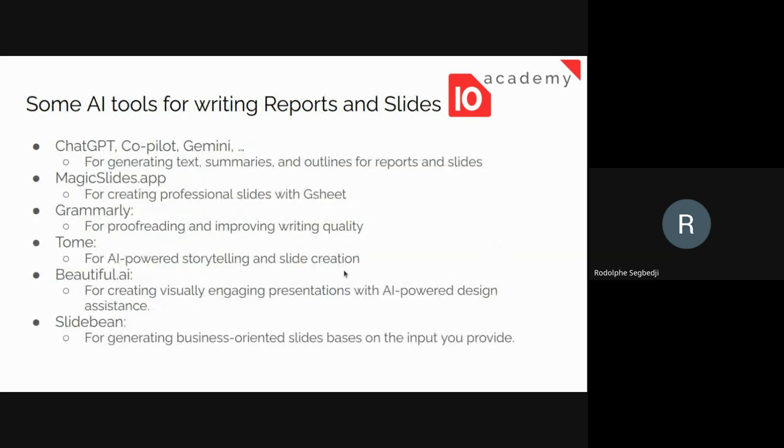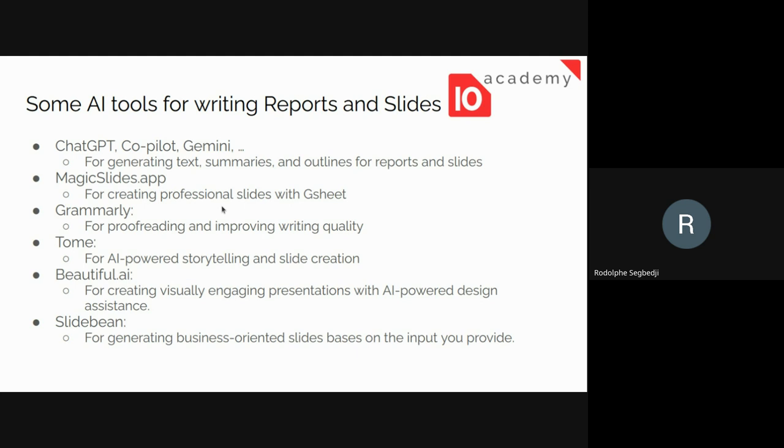Furthermore, let us see what AI tools we will use to write reports and slides. Some are here. We have ChatGPT, Copilot and Gemini. We can use them to do reports and outlines, and we can also use them for slides. Even though they won't generate the slides directly for us, they will generate the content of our slides, okay? We have Magic Slides, an app for creating professional slides with a G-Sheet. We're going to see that in the demo very soon.